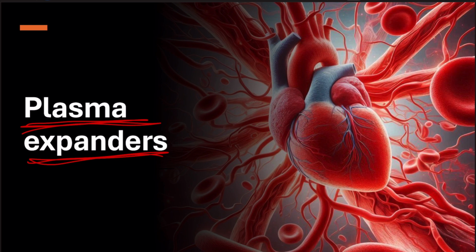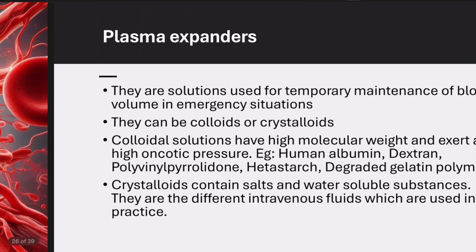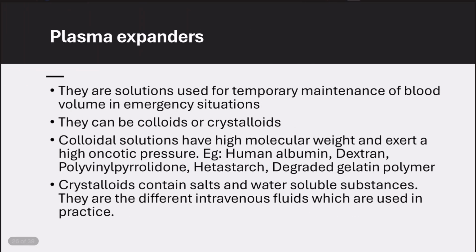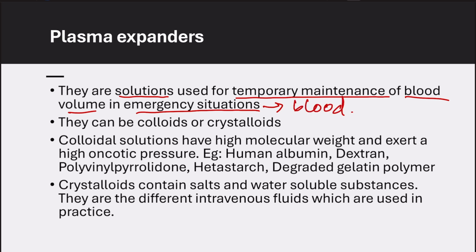Now let's discuss the plasma expanders. So what are plasma expanders? Plasma expanders are solutions which are used for temporary maintenance of the blood volume in an emergency situation, till the point we get the blood or the blood products. They can be either colloids or crystalloids. Colloidal solutions have a high molecular weight and they exert a high oncotic pressure. That is, the pulling-in tendency of the colloidal solutions is more.